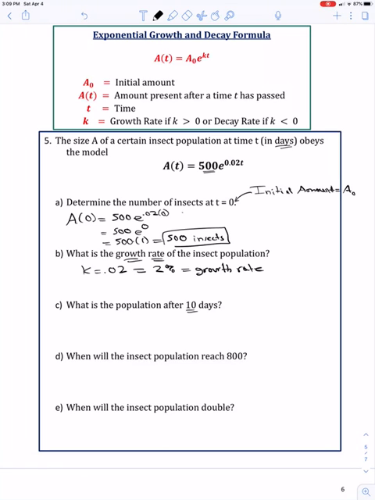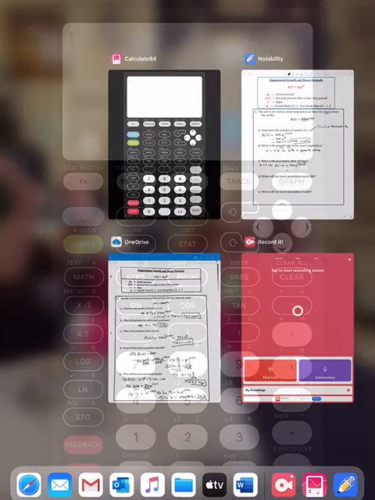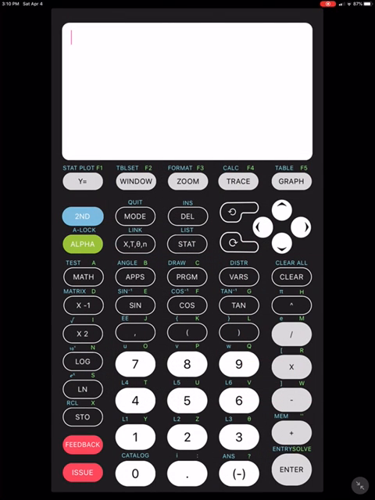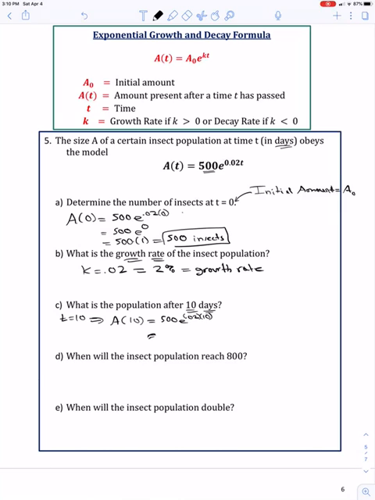What is the population after 10 days? So after 10 days, t is 10. We want to look at the amount of insects in 10 days. A of 10 equals 500 times e to the 0.02 times 10. Let's go ahead and see what that is on our calculator. So we type 500 times e, so second ln, there's our e, 0.02 times 10. That gives 610.7, approximately 611, rounding to the nearest insect. So 611 insects after 10 days.